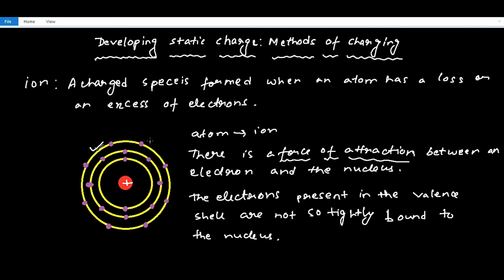As a result, it is very easy to remove this electron from the area of influence of the nucleus. So an ion is usually formed when an electron enters into the valence shell or an electron is pulled out from the valence shell, because that is the shell which is easiest to attack for transfer of electrons.